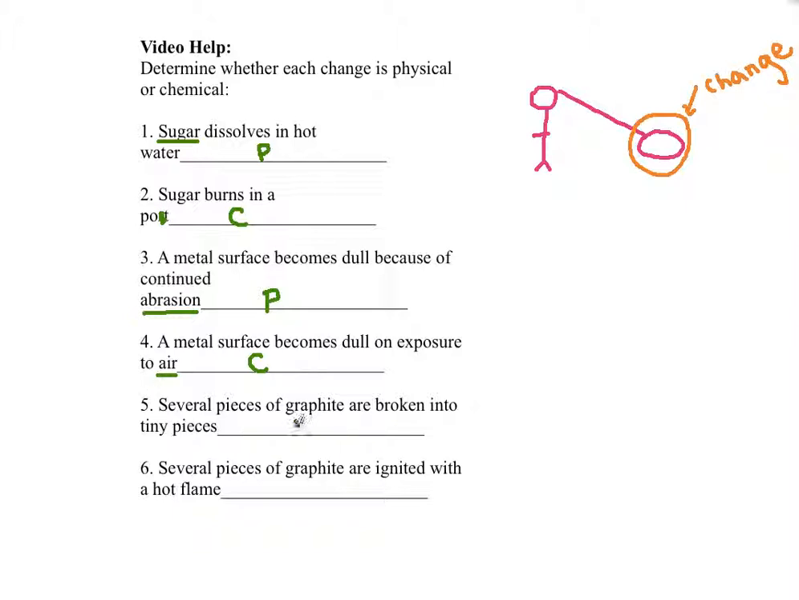5, several pieces of graphite are broken into tiny pieces. Again, it's going to be physical. I'm not changing the identity of the graphite. However, here, if I ignite it, if I catch it on fire, that's going to be chemical.